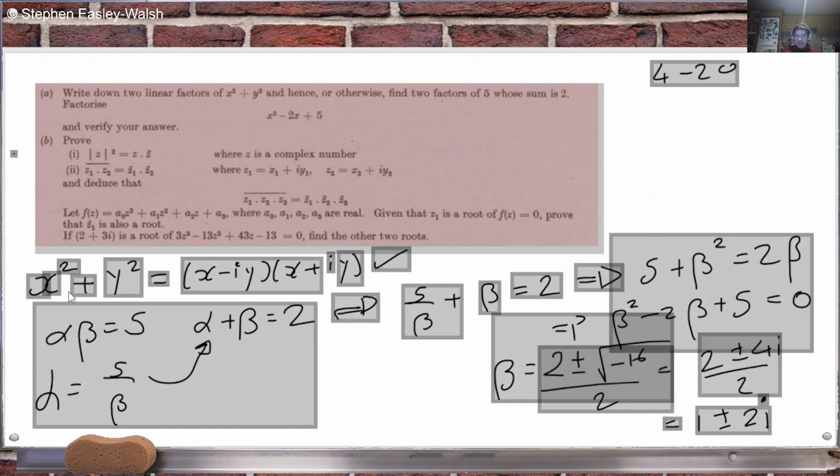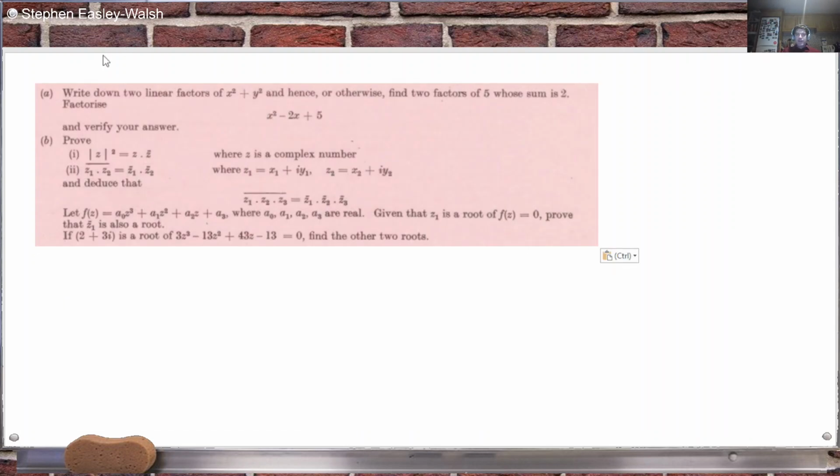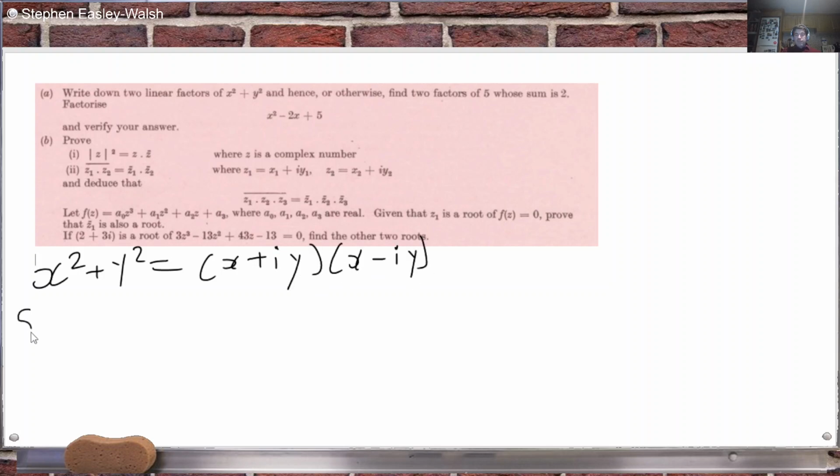So let me just clear that off and make that quite clear again. x squared plus y squared, that's equal to x plus iy times x minus iy. 5 equals 1 squared plus 2 squared, which will equal 1 plus 2i and 1 minus 2i. And if you add them together, 1 plus 1 is 2, and the i parts cancel. So that successfully completes the first part.